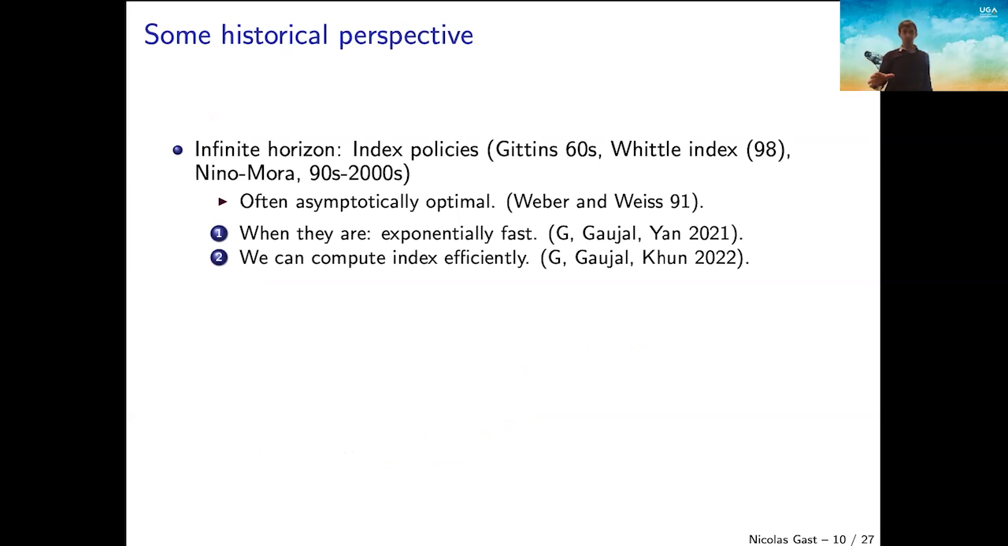Again, what I'm going to talk about here is two complementary problems. One is the infinite horizon problem. When you look at this infinite horizon problem, it has almost been solved by what are called index policies. At least this relaxation directly leads to index policies, and we know that they are asymptotically optimal under some conditions that I will explain again.